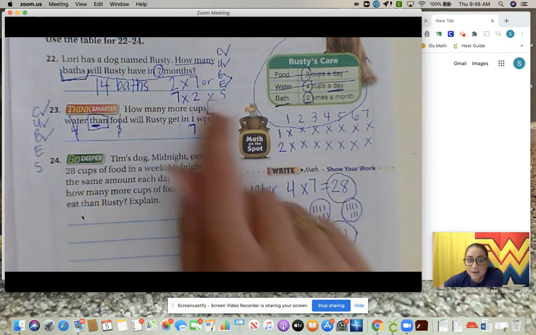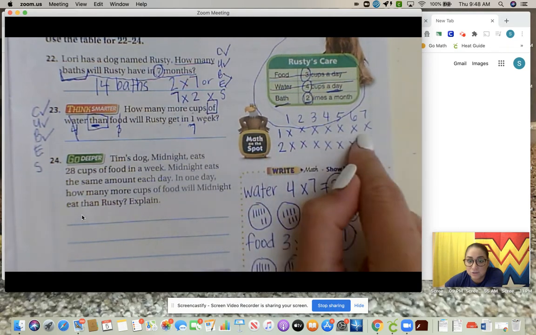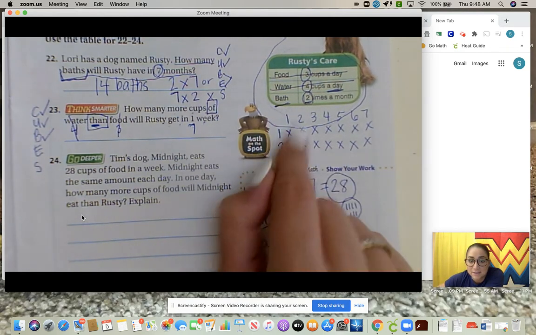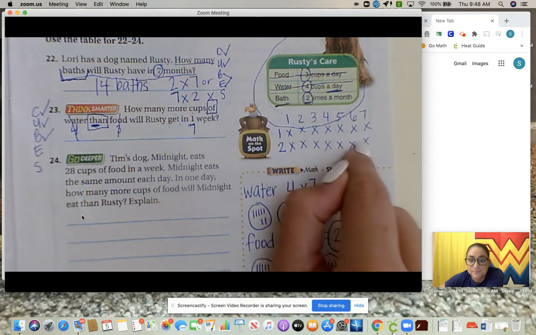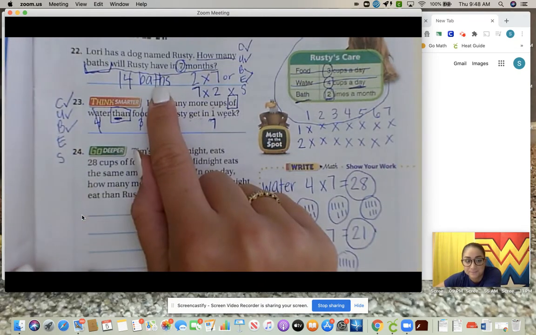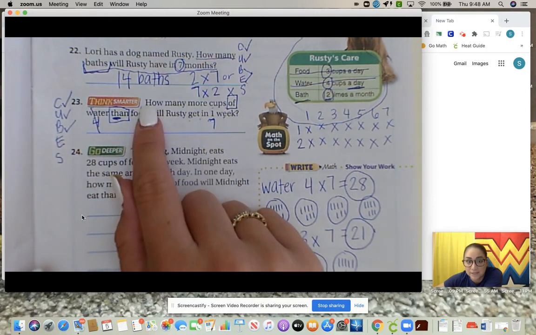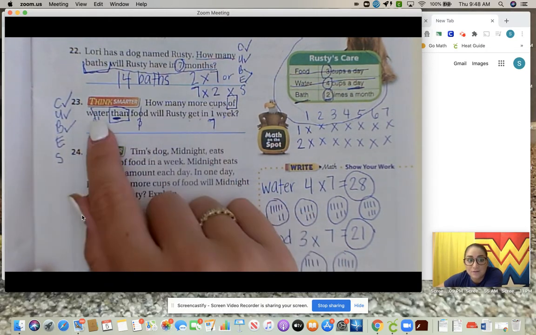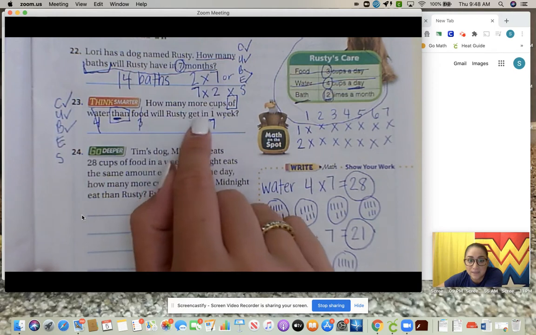So here's our array. I showed 2 times 7. Here's 2 rows, 7 columns. When you count it all up, you get 14. So our answer is 14 baths. Number 23. How many more cups of water than food will Rusty get in 1 week?